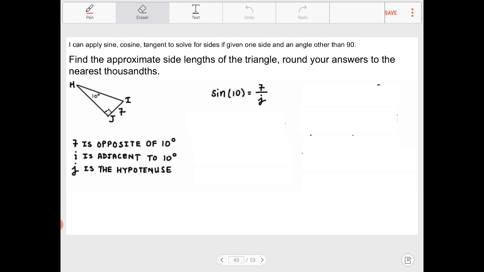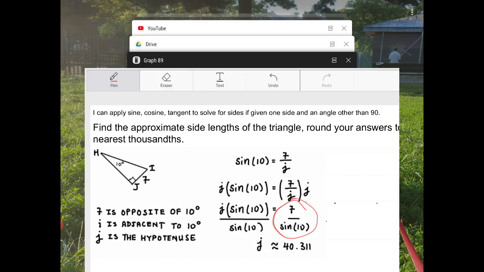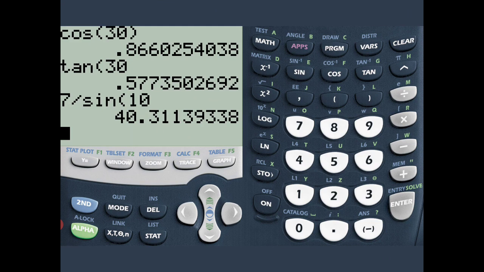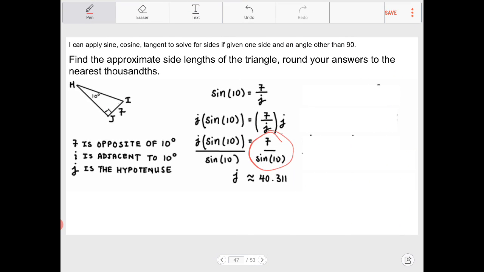So therefore I can say sine of 10 degrees is equal to 7 over J. Cross multiply and then divide by sine of 10 degrees. And I can enter this into my calculator all in one step. So 7 divided by sine of 10 degrees. This can be done all in one step. So I get 40.311.